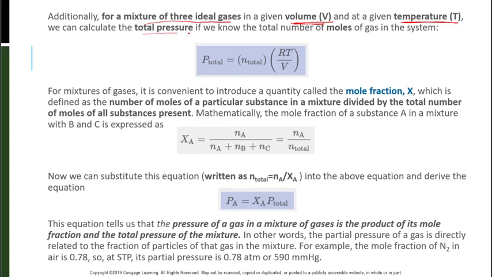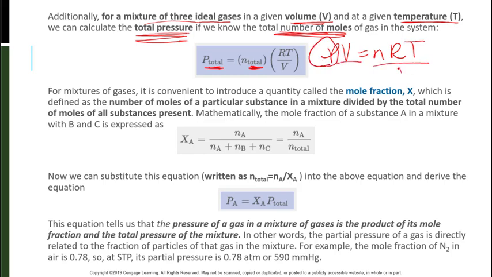Additionally, for a mixture of 3 ideal gases in a given volume and at a given temperature, we can calculate the total pressure if we know the total number of moles of gas in the system. We'll just use PV equals nRT, but to get that total pressure, we need that total n. So we derive it from PV equals nRT, and to get P by itself, we divide both sides by V. So P is equal to nRT all divided by V.